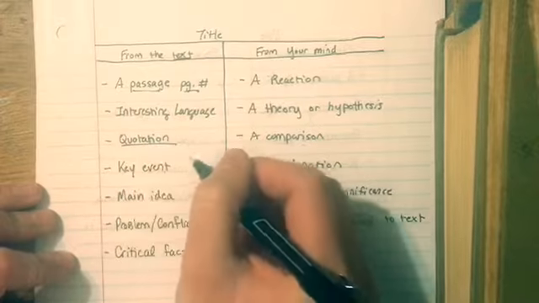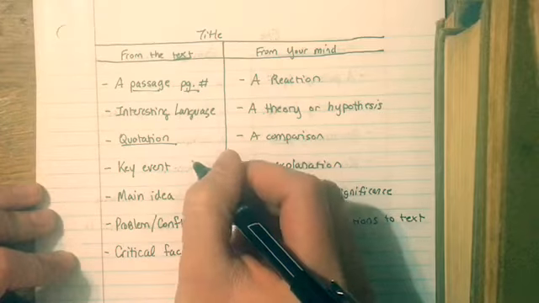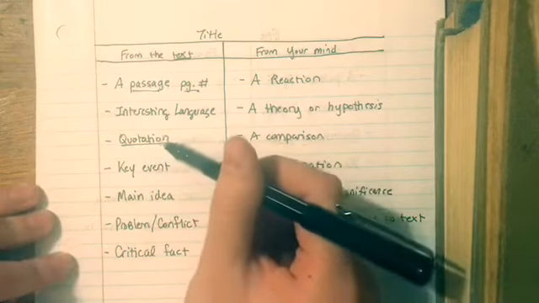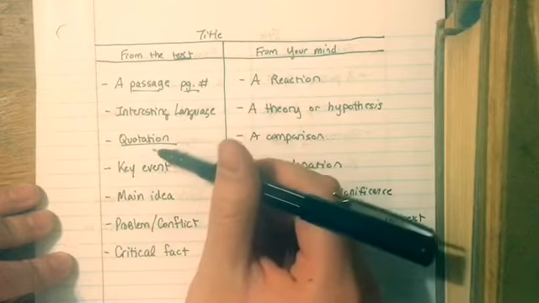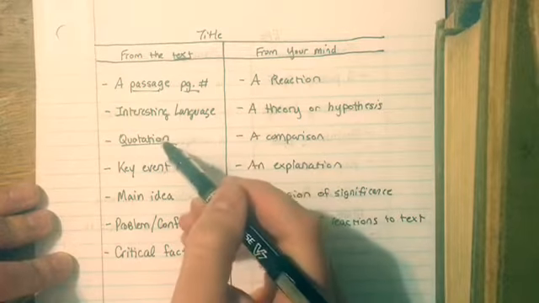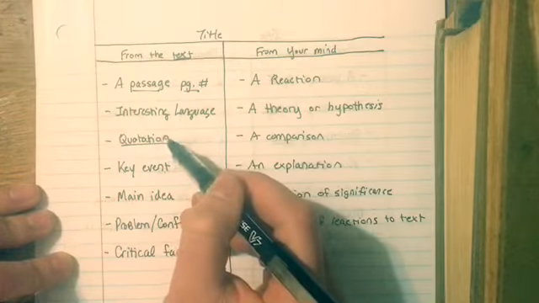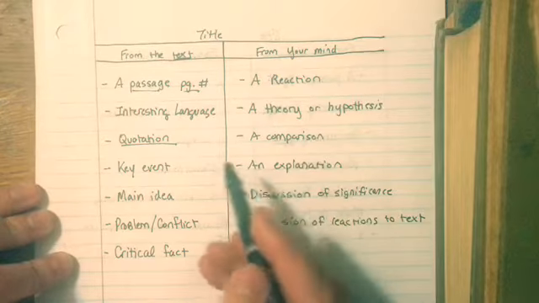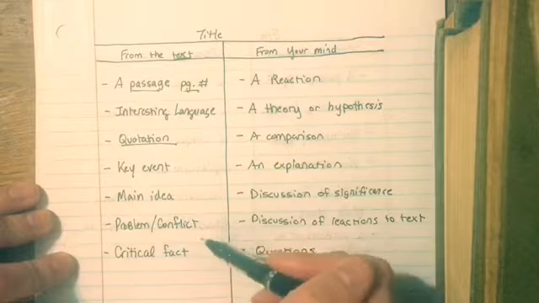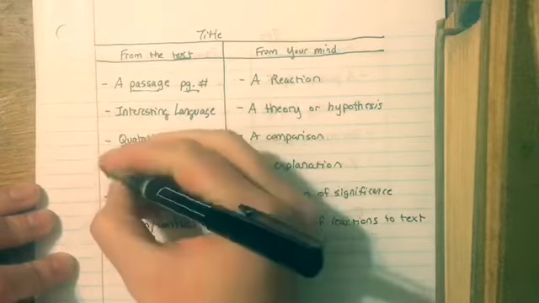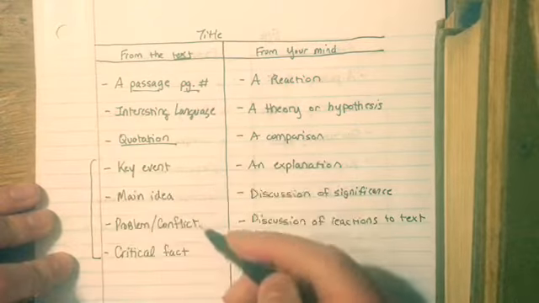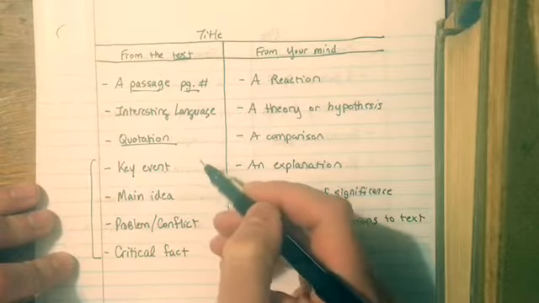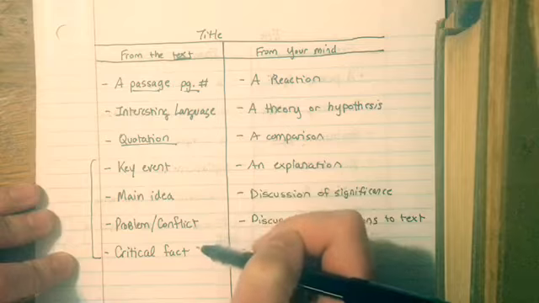Quotations are going to be super helpful to include in your annotations, because whenever you produce your podcast and your manifesto, you will be required to use evidence from the revolutions we've studied. And so if you keep track of all of the important quotations, this could be a really, really great resource for you moving forward. Key events, main ideas, problems and conflicts, critical facts. These last four are more about making sure that you made sense of the story and that you got the gist of everything that was going on within the text.